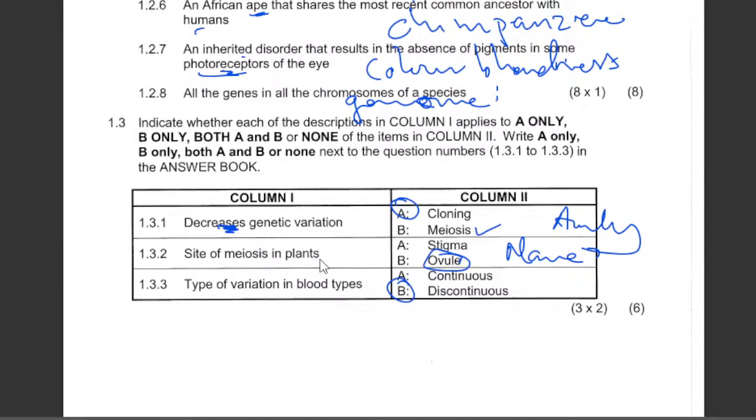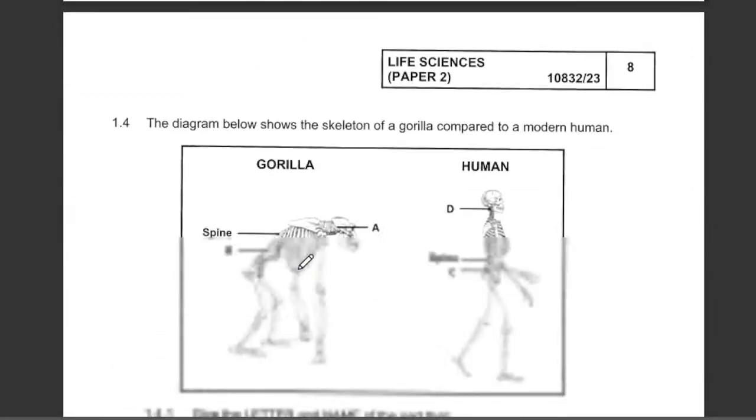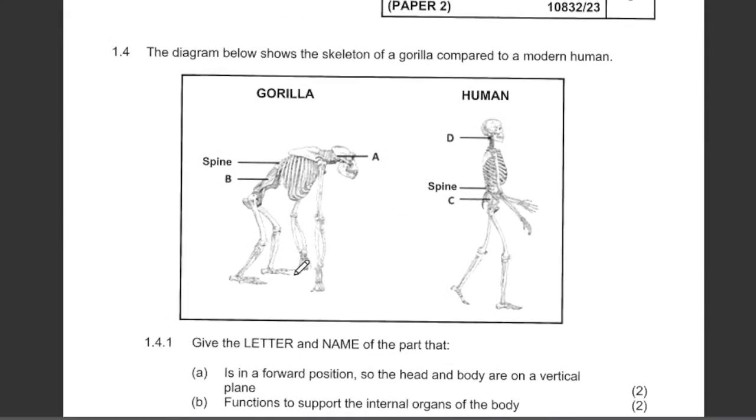And I gave you a clue: if the variation or characteristic you are born with does not change, you still have it, then we call that type of variation discontinuous variation because it's not changing. But look at size. The size you are born with is not the same as the size you are now. So it becomes continuous variation.